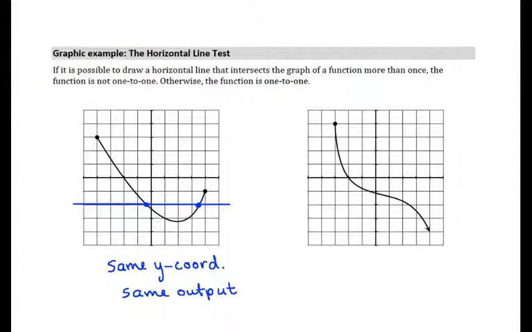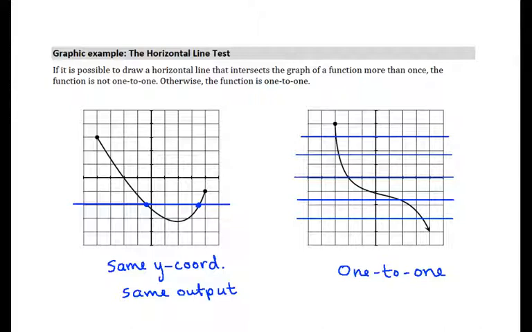This might feel familiar. It is very similar to what we call the vertical line test to determine whether a graph represents a function. The horizontal line test determines whether a function is one-to-one. If it is not possible to draw any horizontal lines that intersect the graph more than once, then, assuming it is also a function, we conclude that it is a one-to-one function. So it has to pass both the horizontal and the vertical line test to be one-to-one. This second one is one-to-one. This first one is not one-to-one.